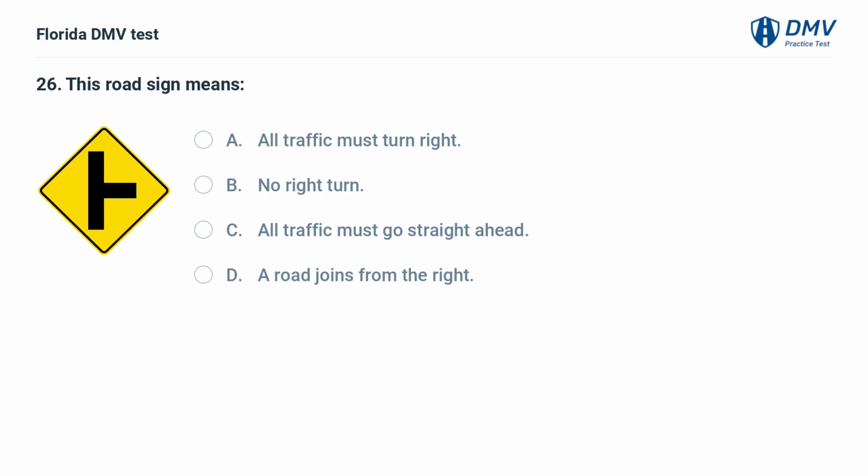This road sign means A. all traffic must turn right. B. no right turn. C. all traffic must go straight ahead. D. A road joins from the right.